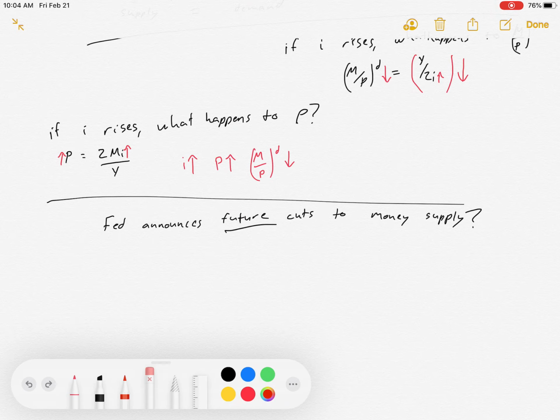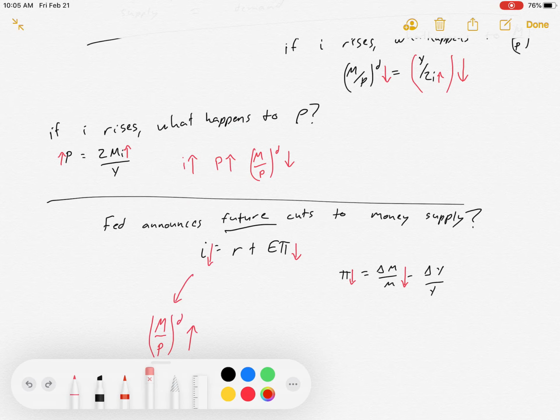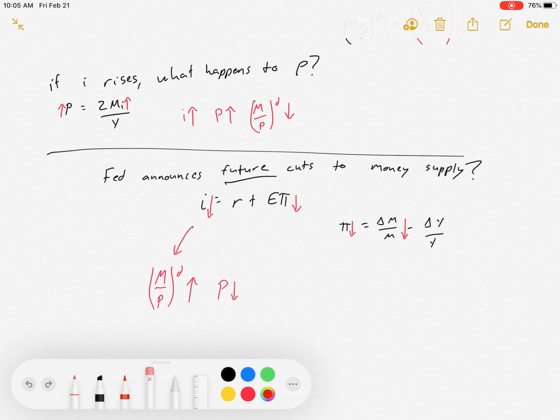That stuff's all a factor here. Another angle we can take on this, what if the Fed announced cuts to the money supply? We've got our Fisher equation. We've got our quantity theory of money growth rate stuff for inflation. Inflation is the rate of growth of the money supply minus the rate of growth of the GDP. And so this can all be connected too. If the money supply growth is going to fall, then inflation's going to fall. If inflation's going to fall, then interest rates are going to fall. And so we can get into all that stuff. With that, money demand will rise, price will fall, interest rates fell. Okay.